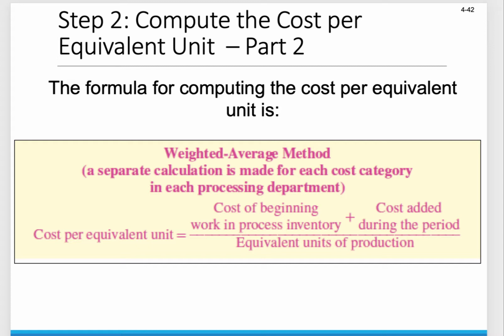Here's why. I guarantee there's going to be a problem that says, compute the cost per equivalent unit. Well, right off the bat, you know how to calculate it. I take the cost of beginning WIP plus the cost added during the period, and I divide it by my equivalent units of production. We already calculated the equivalent units of production in step one.